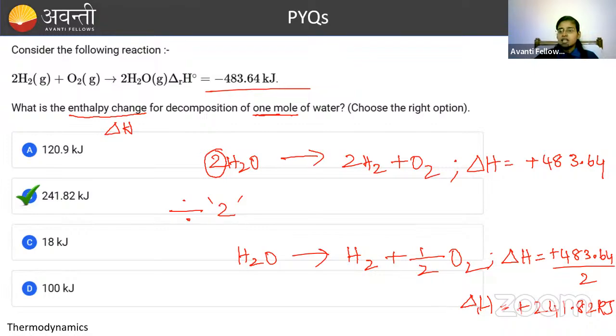Can you understand how to solve it? Any doubt? Do you have any doubt from this?